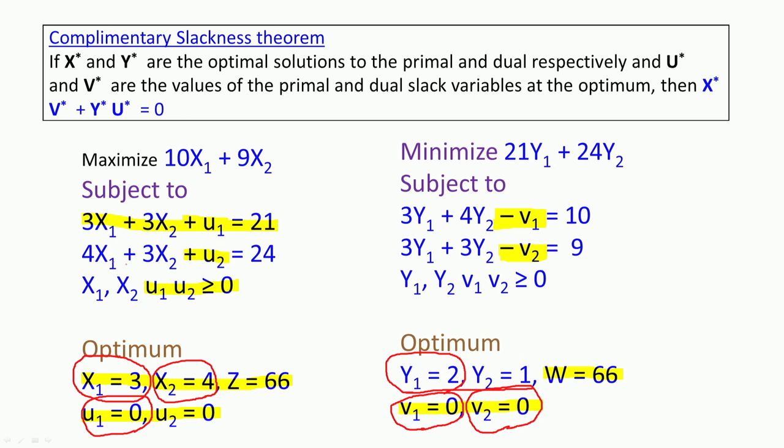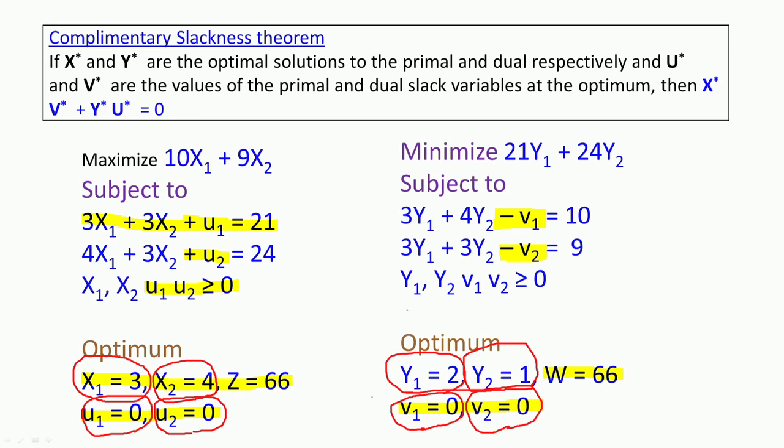Similarly, from the second constraint of the primal, when we substitute x1 equal to 3 and x2 equal to 4, we get 4x1 plus 3x2 is equal to 24, therefore u2 is equal to 0, and we realize from the dual y2 is equal to 1, so y2 into u2 is equal to 0. Therefore the complementary slackness is satisfied.